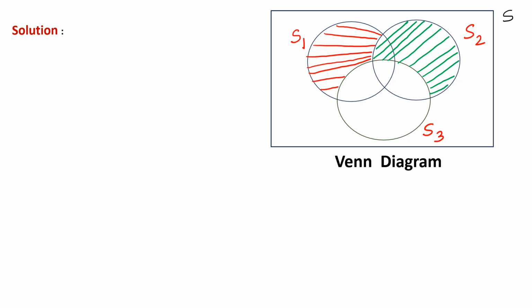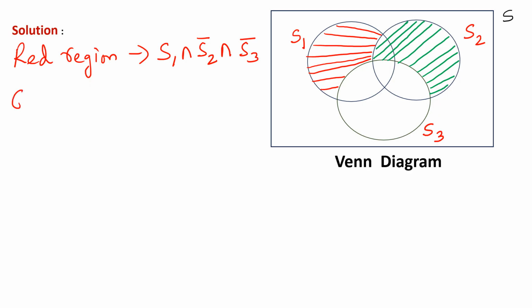Now students, the region that I have marked with the red strips is S1 intersection S2 bar intersection S3 bar, and the region that I have marked with the green strips is S2 intersection S3 bar.